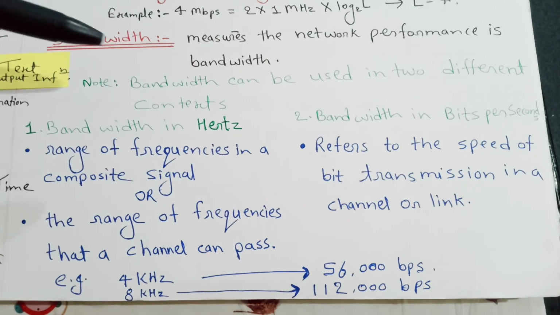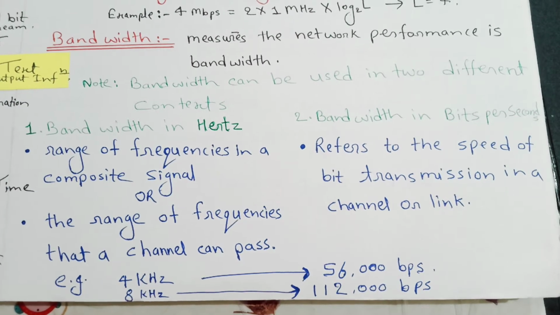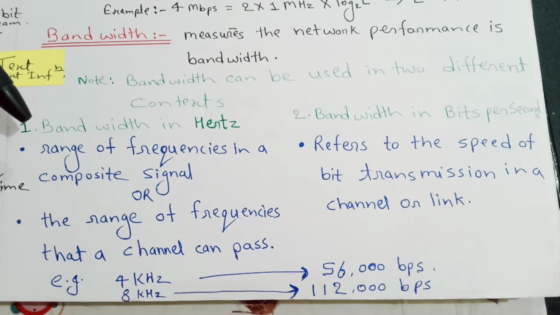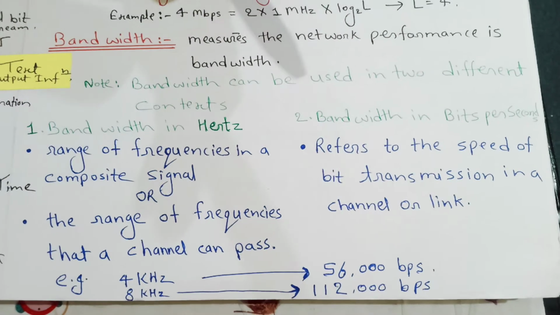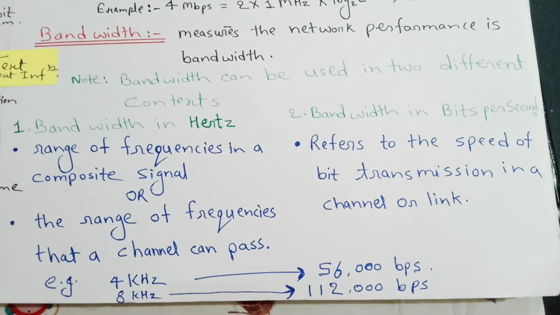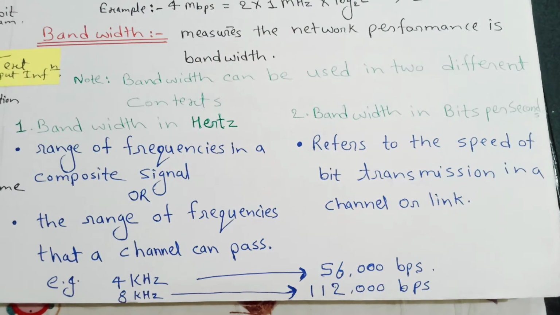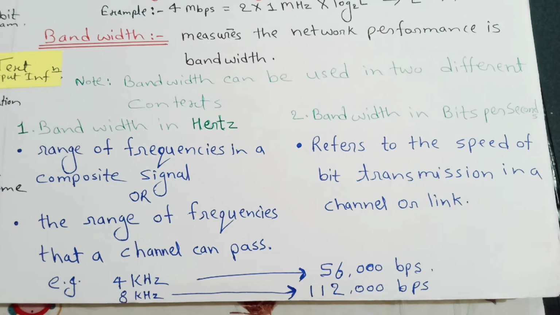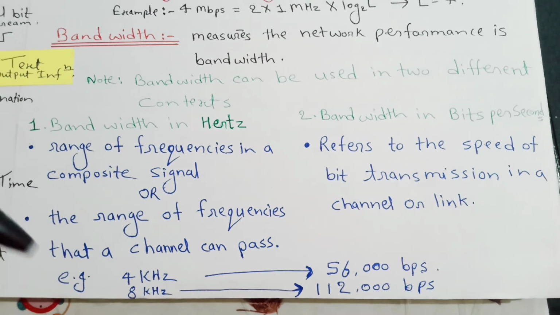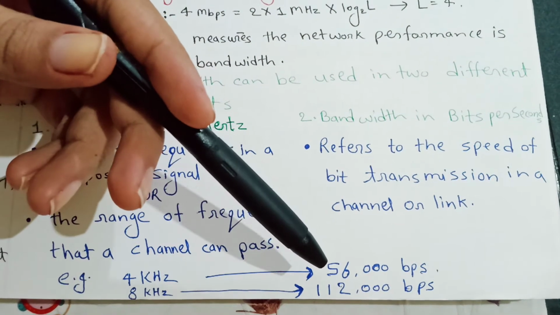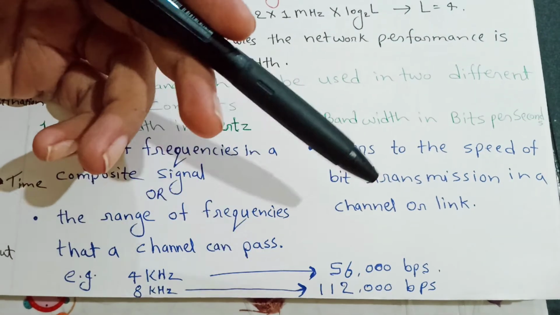Bandwidth can be used in two different contexts: bandwidth in hertz and bandwidth in bits per second. The range of frequencies in a composite signal, or the range of frequencies that a channel can pass, is called bandwidth in hertz. For example, 4 kilohertz is 56,000 bits per second, and 8 kilohertz is 112,000 bits per second.